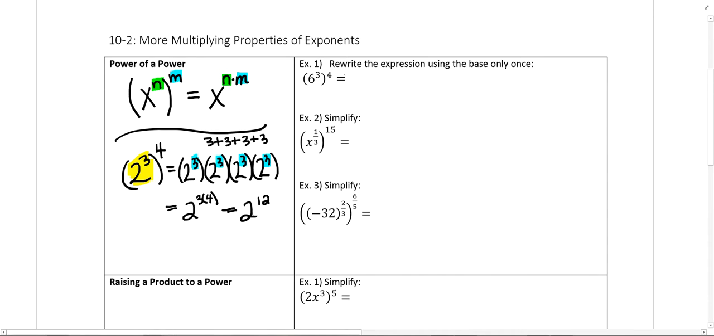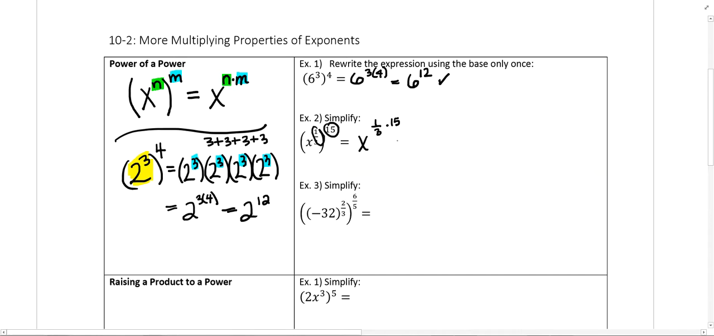6 to the 3rd to the 4th would be 6 to the 3 times 4, which is 6 to the 12th. We don't need to go any further because the instructions just say rewrite the expression using the base only once. So that's it. For example 2, we are going to multiply 1/3, which is this exponent, times 15.